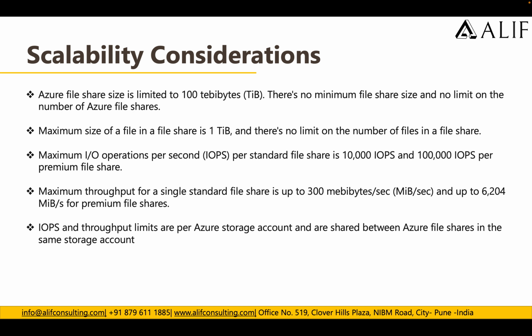The fifth one is that the IOPS and throughput limits are on the storage account and are shared between the file shares in the same account. So let's take an example. There is a storage account with a limit of 10,000 IOPS, and you have 5 shares created. That IOPS will be shared across all of these file shares evenly.